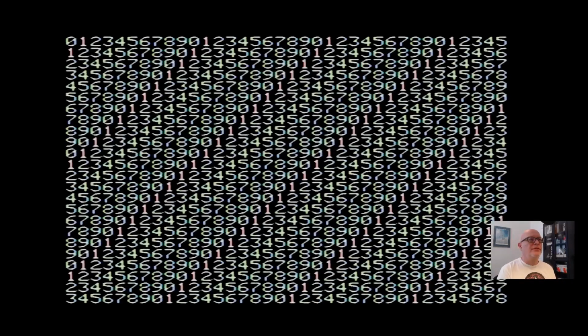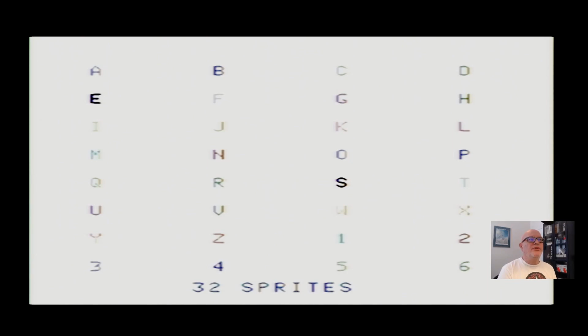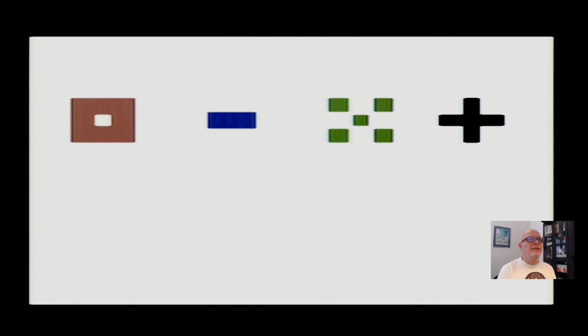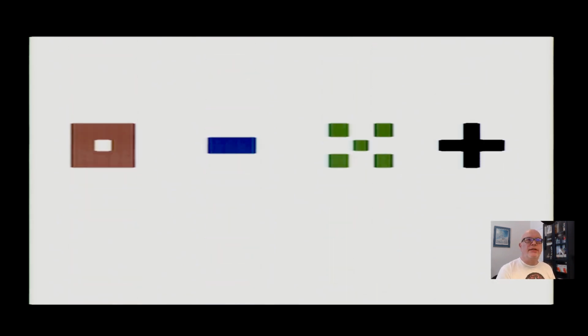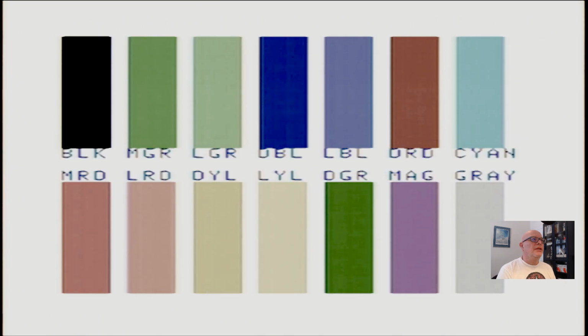Another just numeric 0 to 9, it looks like, and then it's repeating. 32 sprites are shown here, again different colors. And this is a scrolling screen, which shows the fact that it can scroll. And then here are different colors.